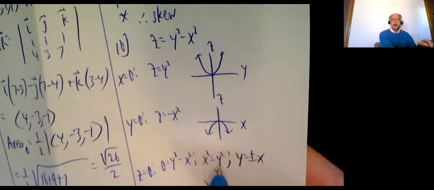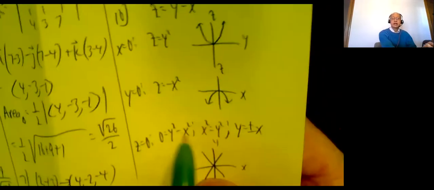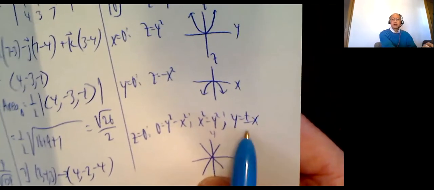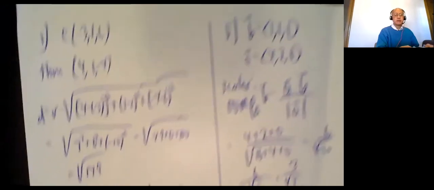Z equals 0 is the xy plane. Well, we've been doing that for a long time. 0 equals y squared minus x squared, so y squared equals x squared, y equals plus or minus x. So two lines that look like that. Okay, and so that's the end of test number 1.